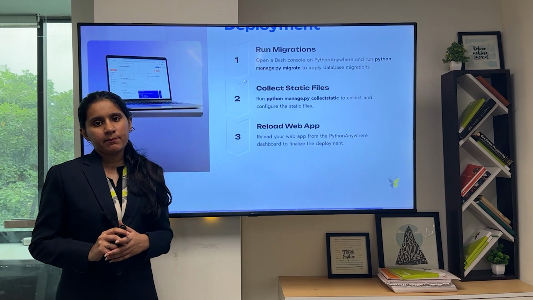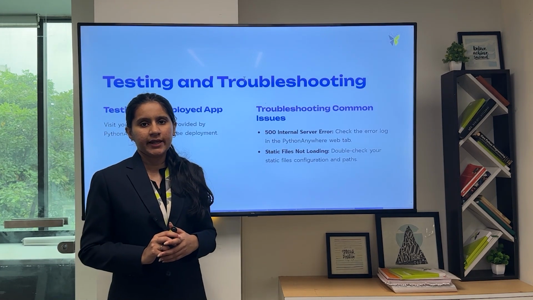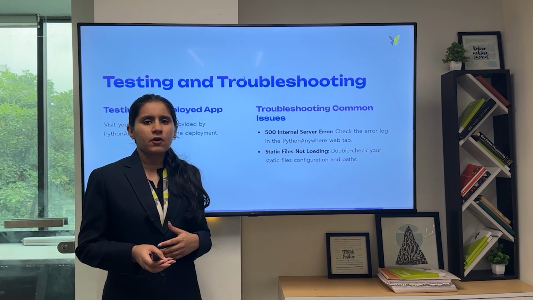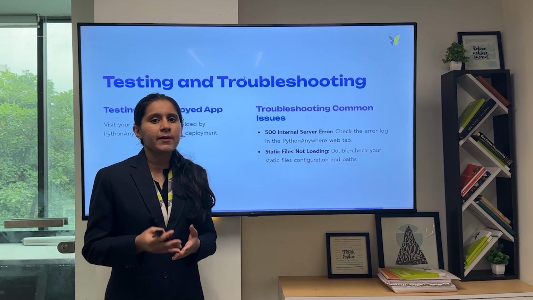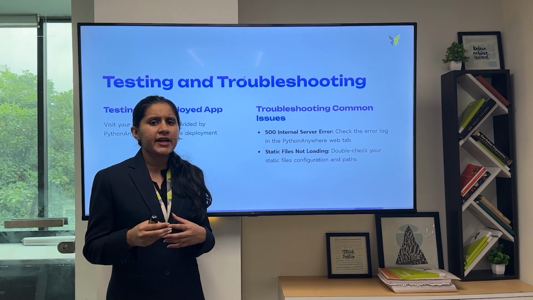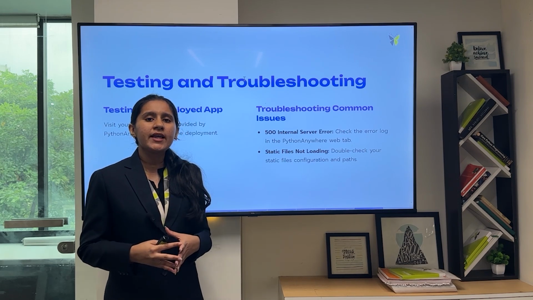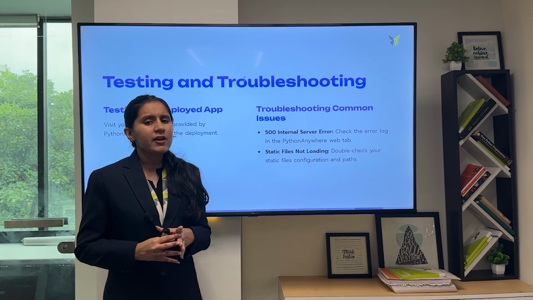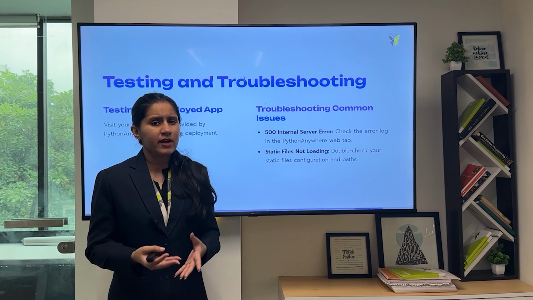So after the deployment part comes the testing and troubleshooting. You have to test whether the project, the Julix app, is working properly. You can perform those operations, create, update, delete operations, and check whether it is being correctly deployed. Now if there are some errors, how do you troubleshoot them?